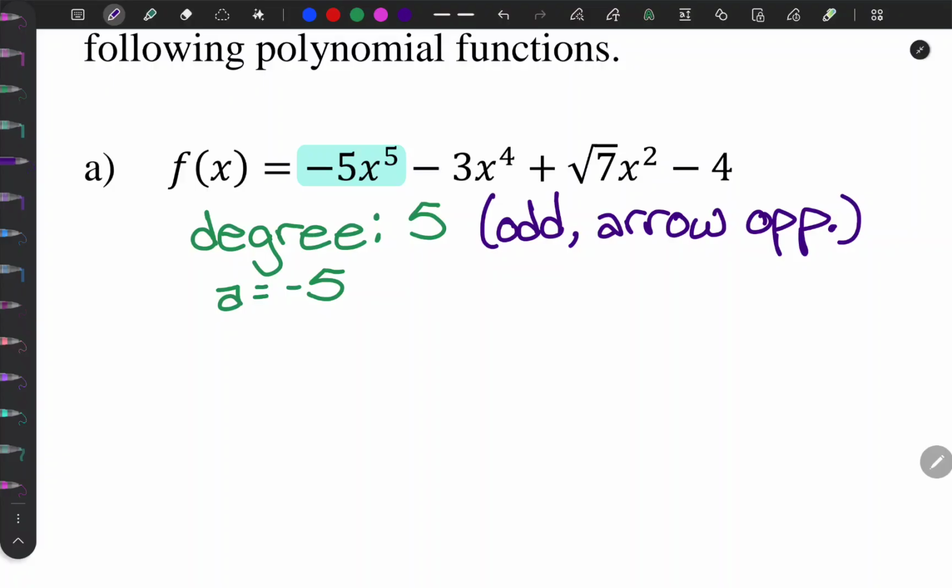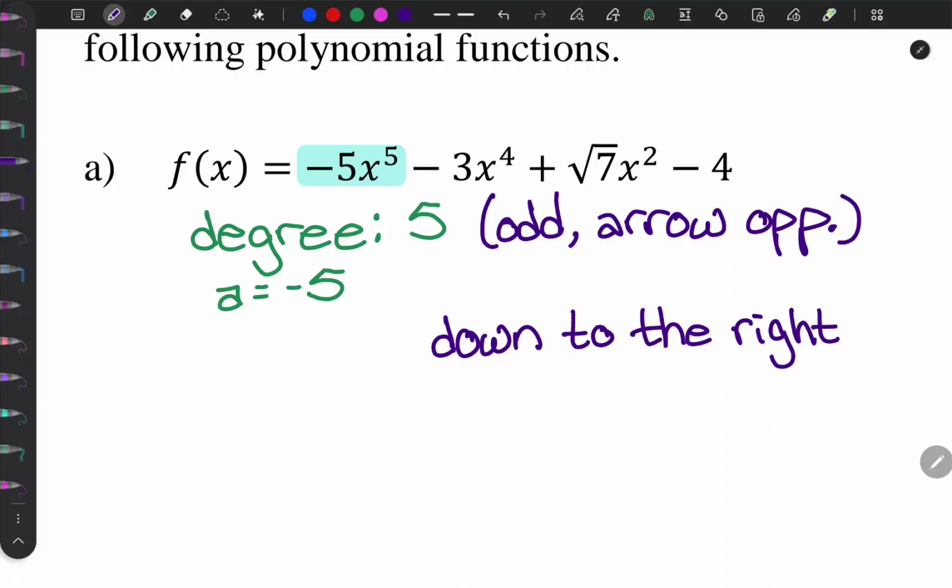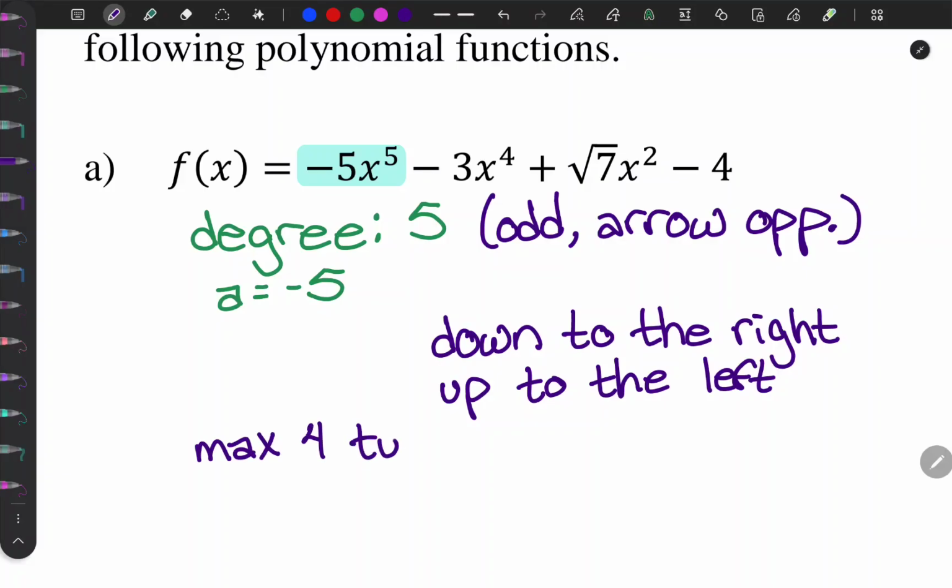Normally, for a positive function, we would be going up to the right. Because we have a negative a value, we should actually be going down to the right. So our end behavior is down to the right. And because we have an odd function with one part going up and one part going down, we know we're also going up to the left. Okay, we also know that we have a maximum of 4 turning points for a degree 5 function. Let's do that one more time.